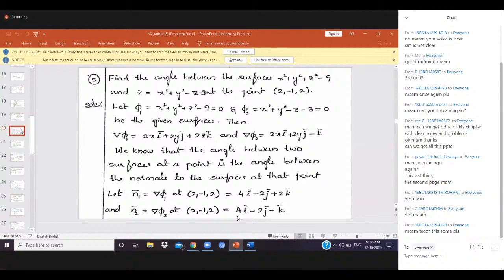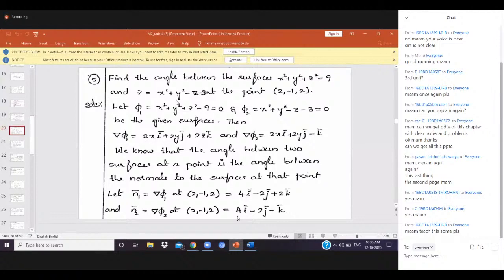So now, under directional derivative, we have one more topic that is important. We have to calculate the angle between two surfaces. So here is one of the problems: find the angle between the surfaces x square plus y square plus z square equals 9 and z equals x square plus y square minus 3 at the point 2 comma minus 1 comma 2.